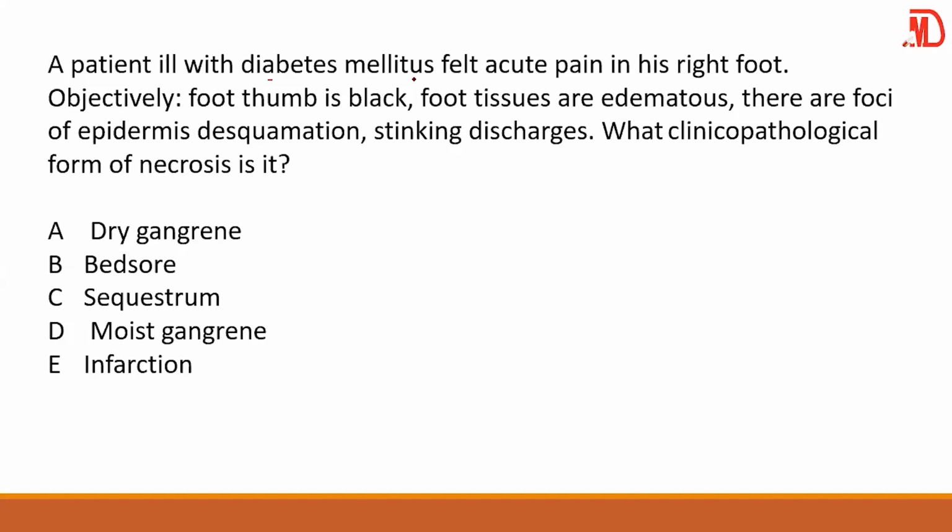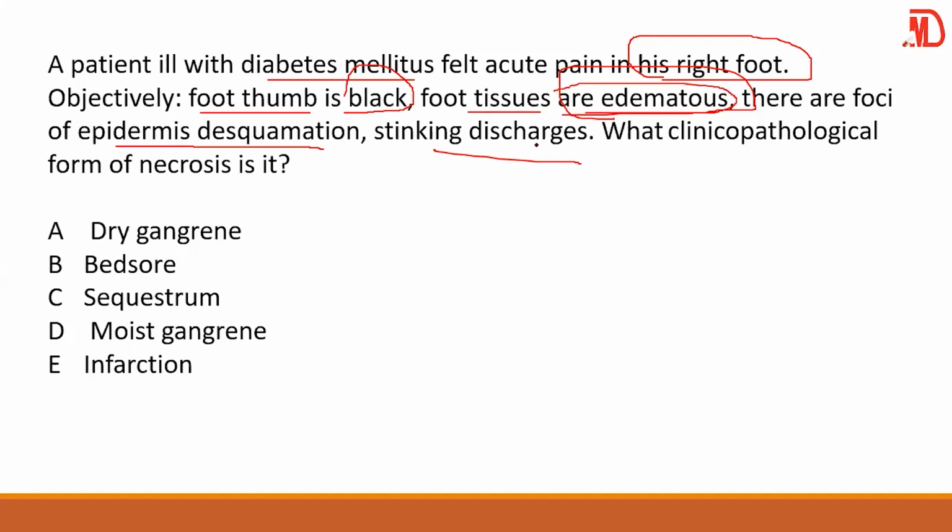All right. A patient is ill with diabetes mellitus and felt acute pain in his right foot. Guys, do you know that people who have diabetes usually develop a lot of ulcers? Now, objectively, the foot thumb is black. Foot tissues are edematous, and there are foci of epidermis desquamation and stinking discharges. What are you thinking about? What necrosis is it? Definitely you're thinking of a gangrene. But is it dry or wet or moist? Of course, there's black foot tissue with edema. Edema means fluid. So that means this is a moist gangrene.